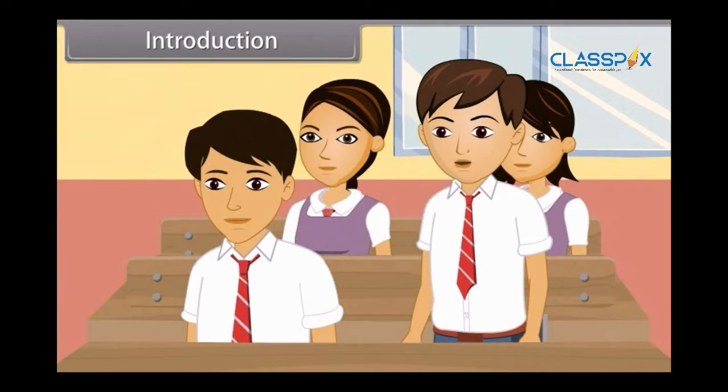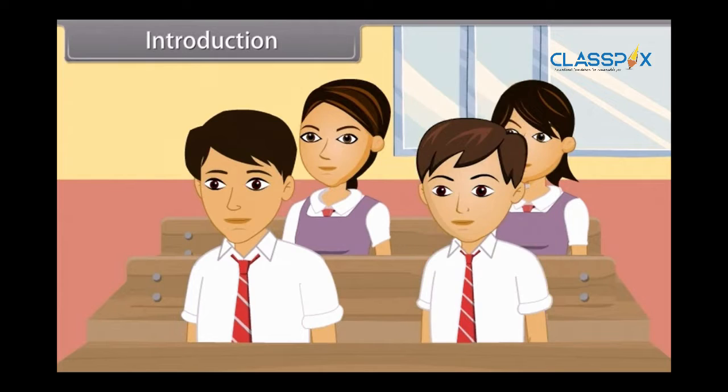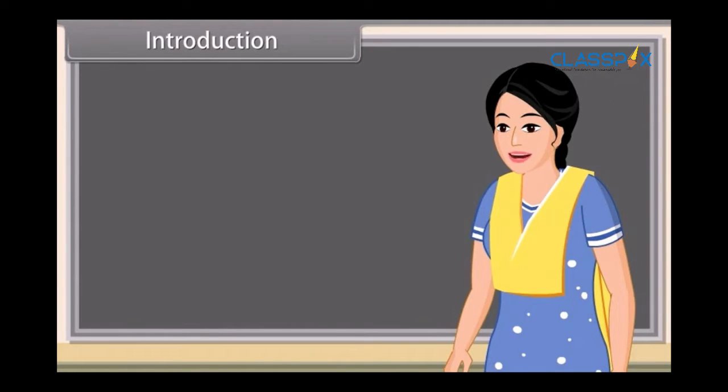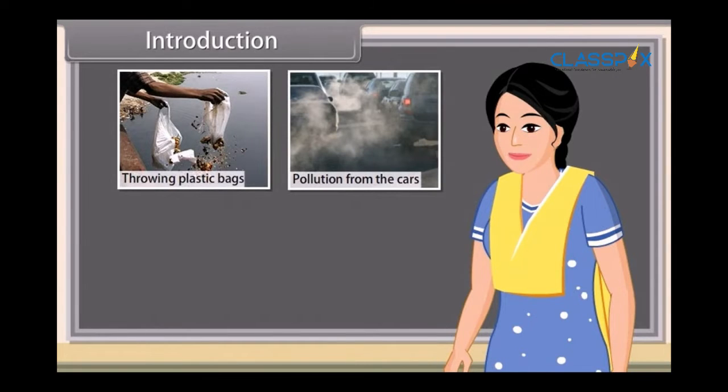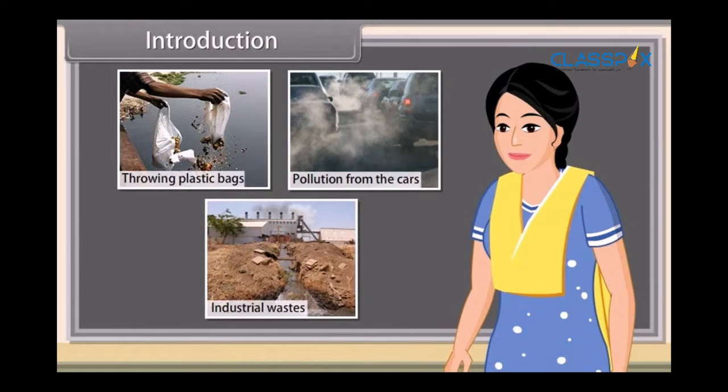How are we making this river polluted? Many of our activities destroy the clean state of rivers, such as throwing plastic bags, pollution from the cars, dumping of industrial wastes. Let us explore them in detail and their effects on our environment.